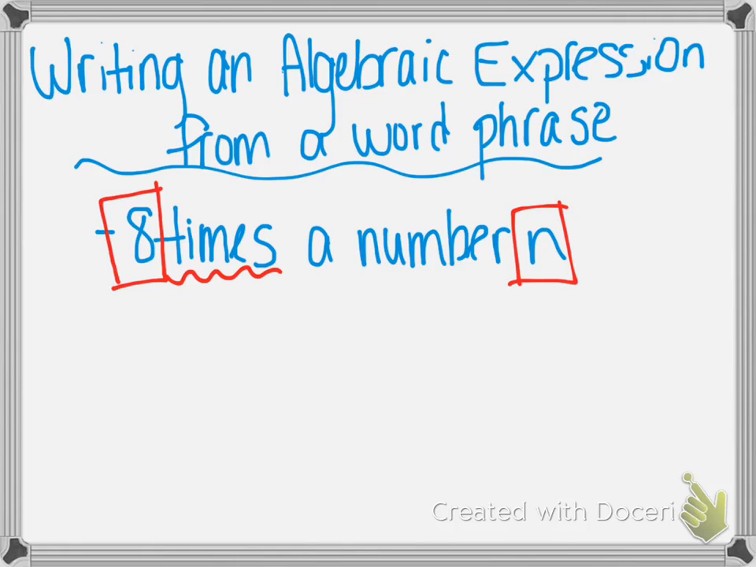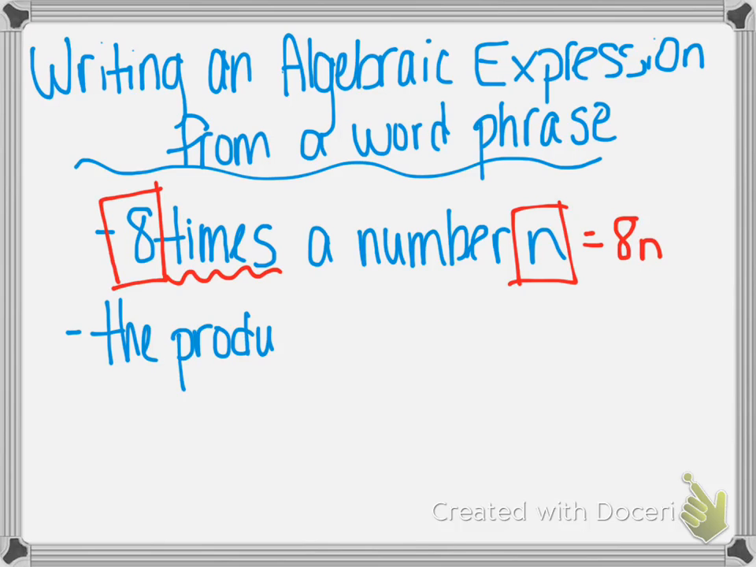Times means to multiply. That's a fairly easy word to know the math operation that goes with it. So our algebraic expression is then going to look like 8n. A number next to a variable means to multiply. You're not going to see a multiplication symbol in between a number and variable. You're going to start seeing them next to each other. Okay, so make sure you're comfortable with this idea. If not, just practice it, keep looking at it, and hopefully it gets better.